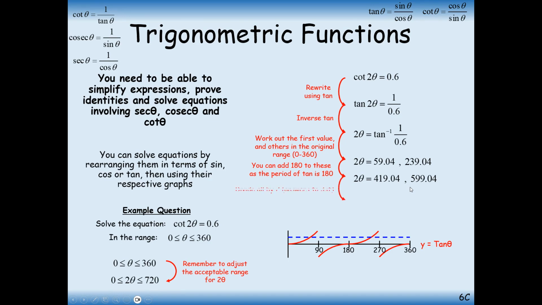Then, now is the time to divide everything by 2. So these four answers will be divided by 2, and theta will be 29, 120, 210, and 300 degrees.